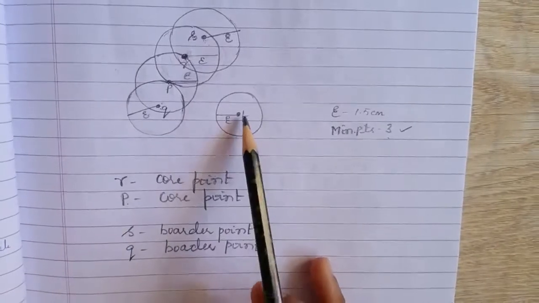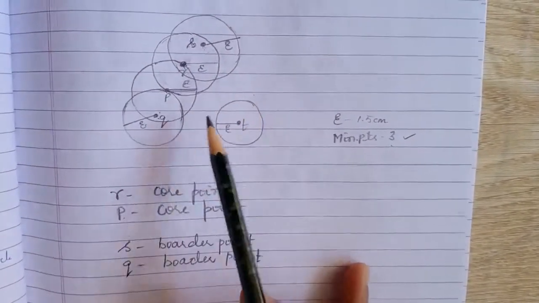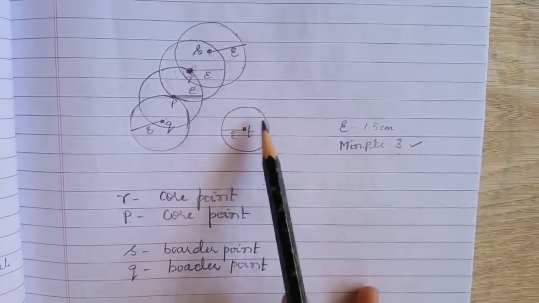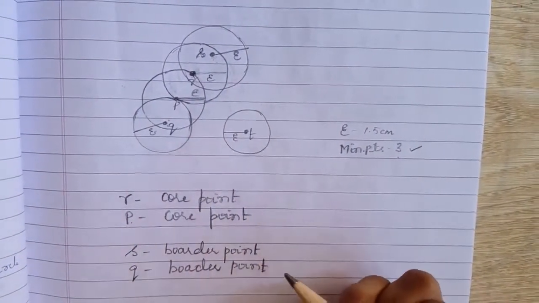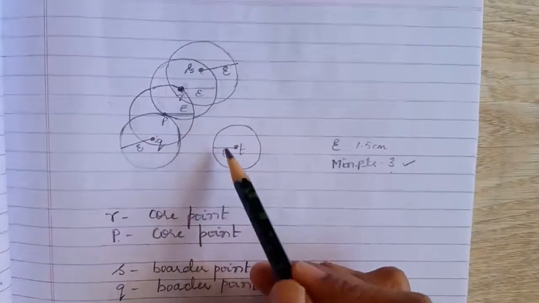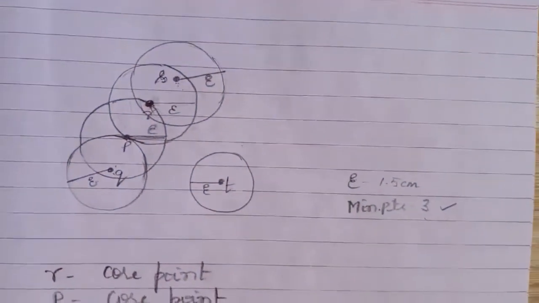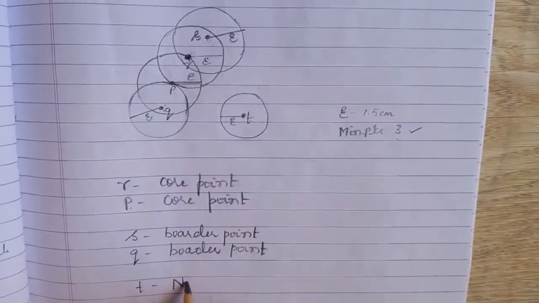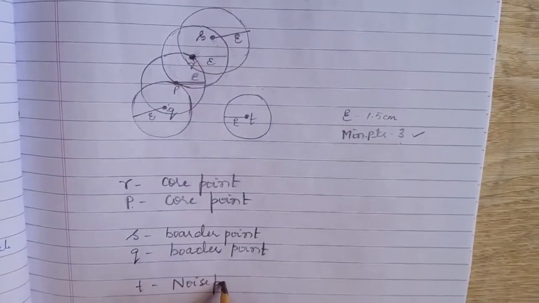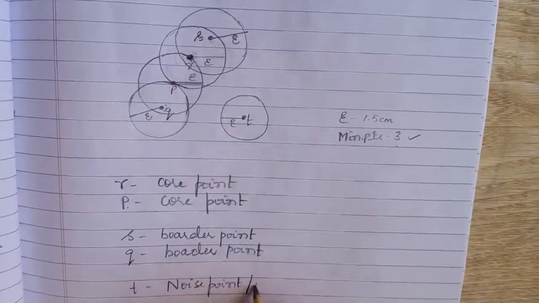Next, we will consider point T. We have drawn a circle from T with epsilon radius, and T doesn't satisfy the minimum support given, and it is not the neighbor of either a border point or a core point. Such point is called as a noise point. It is called a noise point or outlier.